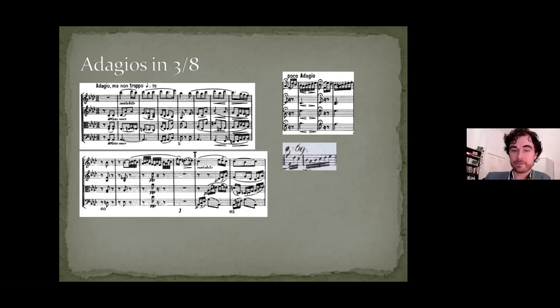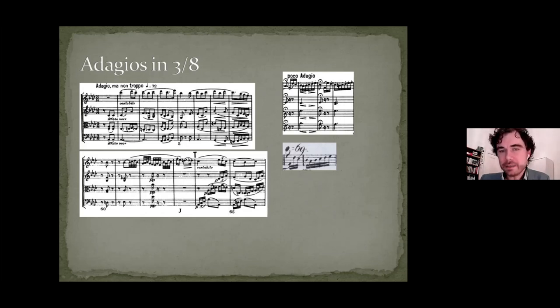Despite the fact that the former contains extensive demisemiquaver and even hemidemisemiquaver figurations after about 60 bars, as you can see on the slide here. Evidently, that doesn't matter.